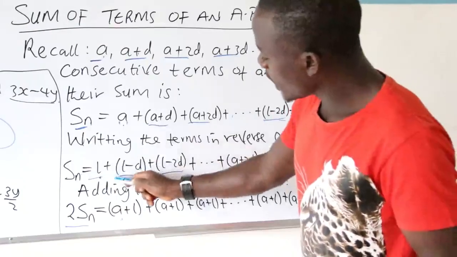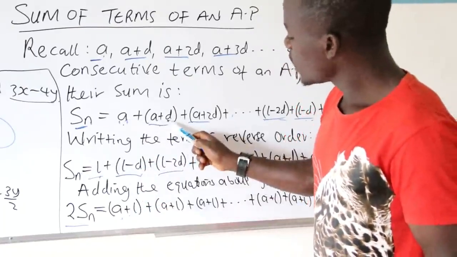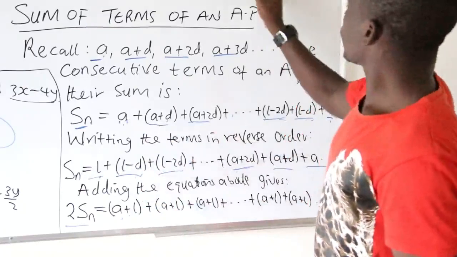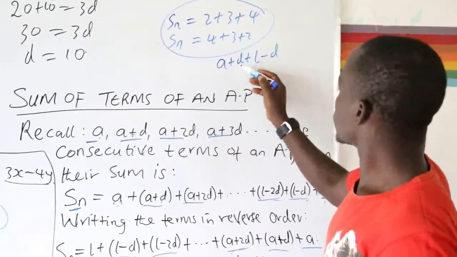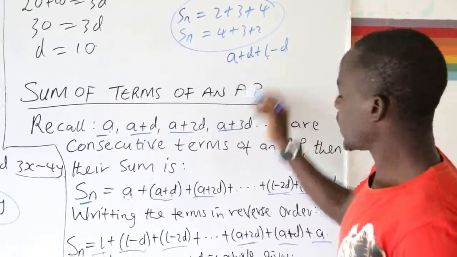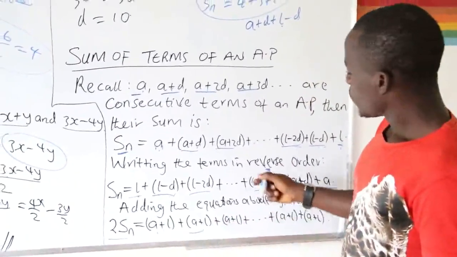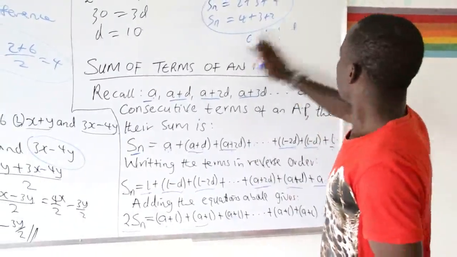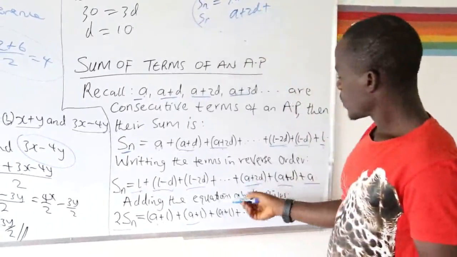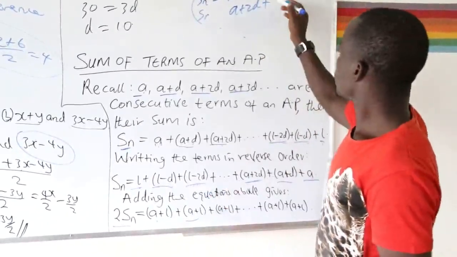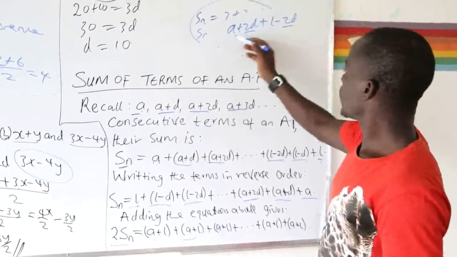Then, adding A plus L, this and this, we have A plus L. Then A plus D plus L minus D. Now, what we are going to have is A plus D plus L minus D. You discover that D minus D will be 0, we'll be left with A plus L. That's how we got this second one. Then check the other one. We have A plus 2D plus L minus 2D. Minus 2D plus 2D will be 0. We are left with A plus L.